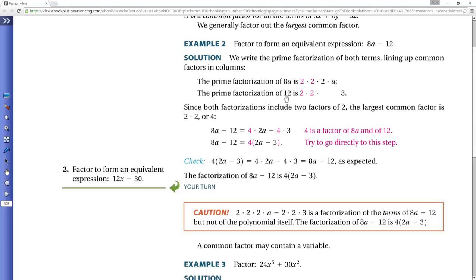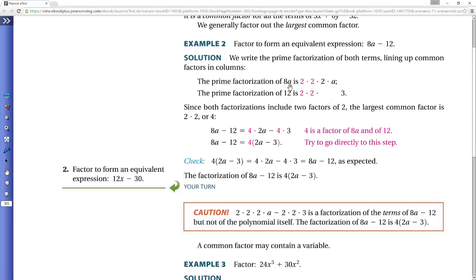Well, if I do the same thing with 12, 12 is 2 times 2 times 3. 2, 2, and 3 are prime. So I have an illustration of basically all the prime factors, and then I can match up common prime factors. In other words, there's a common 2 and a common 2, or 2 times 2, which is 4. And if you do it this way, you will not miss any common factors because they just match up.